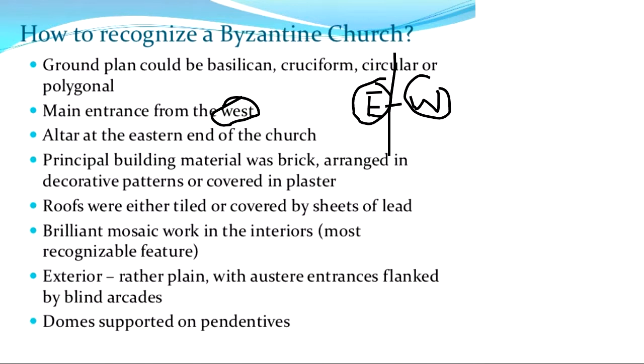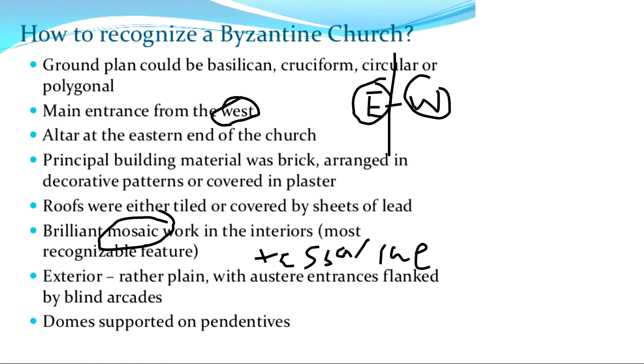I didn't talk too much about it, but there was amazing mosaic work in the interior, and it's one of the most recognizable features. There was something called tessera, which I didn't mention. There's so much information. That's why it's good that you still read the book, even though you hear this lecture, because I'm sort of jumping around, trying to highlight the most important things.